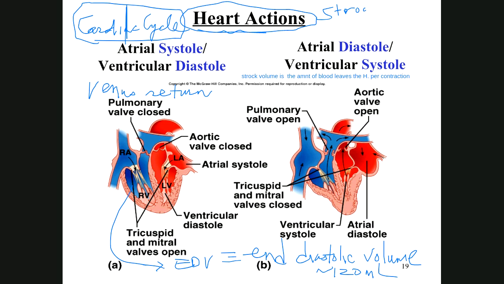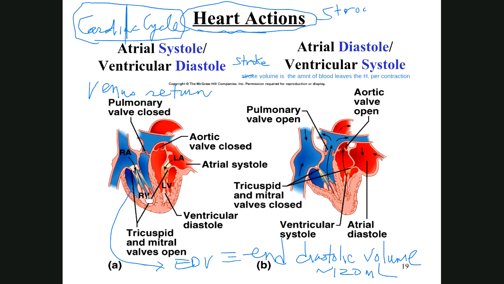So stroke volume. I think this is stroke, my bad. S-T-R-O-K-E, okay, that makes more sense. So stroke volume is the amount of blood that leaves the heart per contraction. The ventricle contracts and ejects that blood, right?